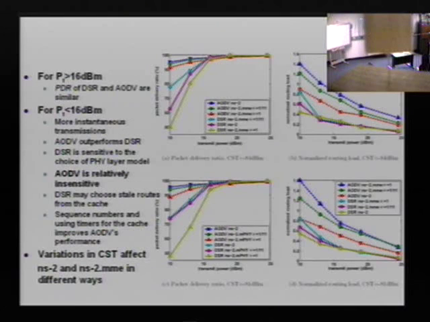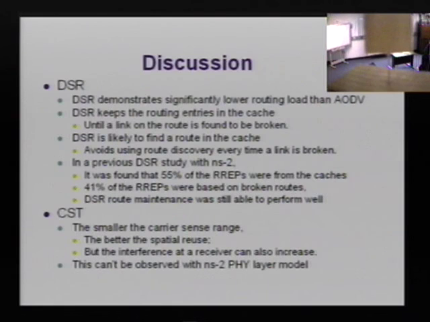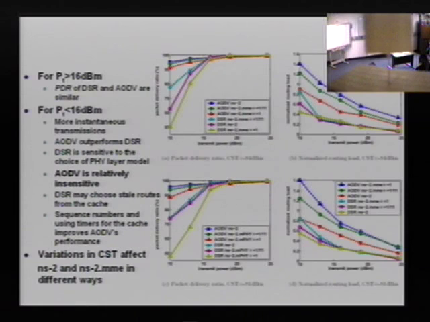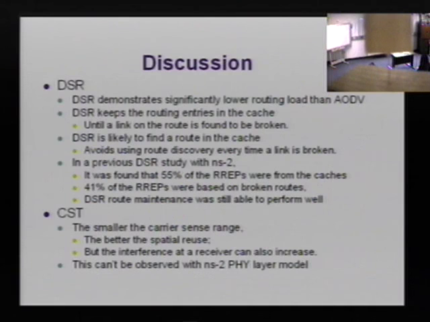So the next is an explanation of this huge difference between DSR and AODV. We see that DSR demonstrates significantly lower routing load. These are DSR's routing load, these are AODV's routing load. Because, as I said, it uses caches, but using these caches actually destroys DSR.